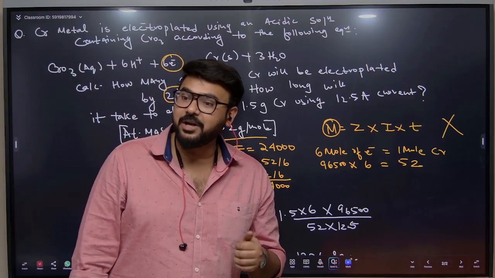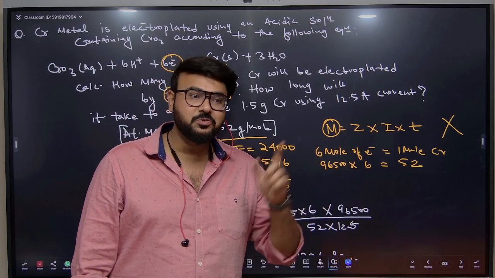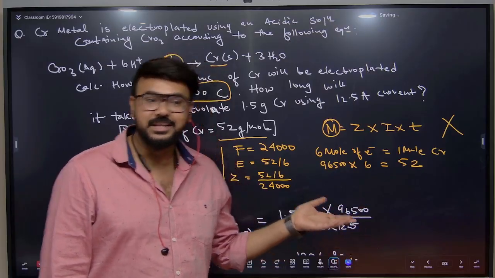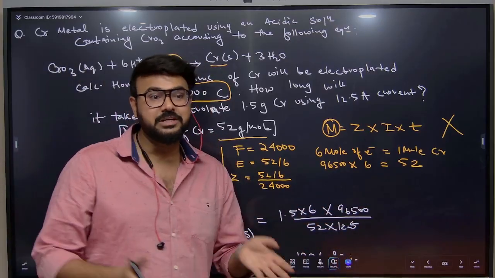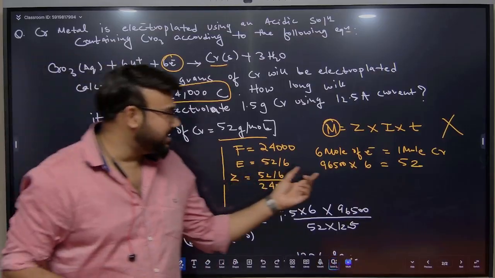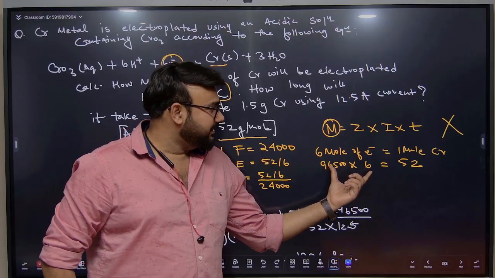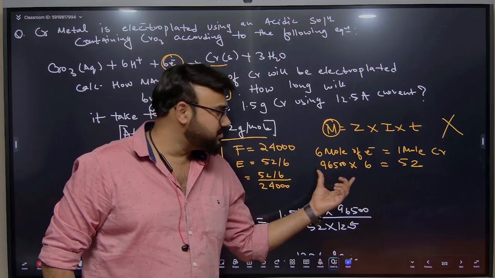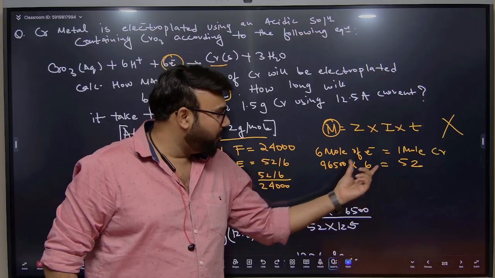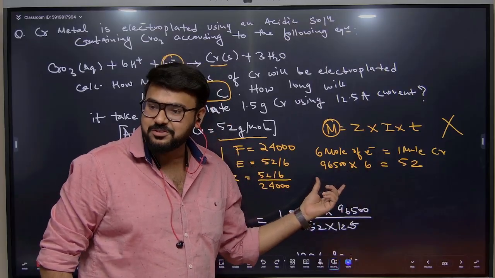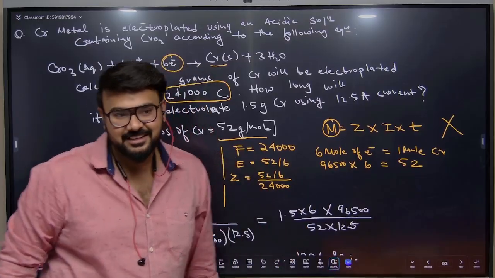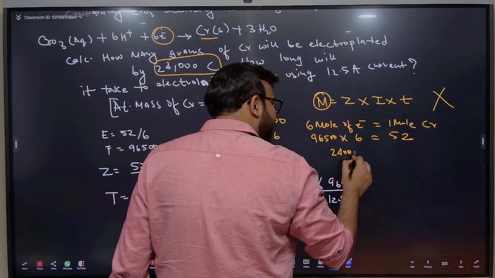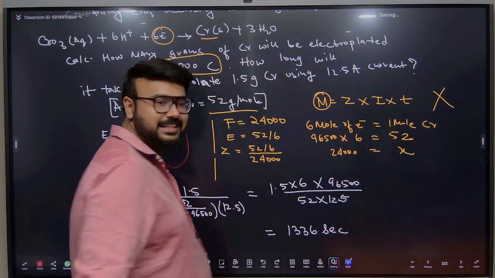Remember, the best part of Faraday's law is that if you are not getting it through the formula, you can get it through the unitary method. It's not even mole concept, it's a unitary method. It's like, understand Pritika, the cost of 52 chocolates is this many paise. So with 24,000 paise, how many chocolates will you get? So we can say 24,000 will be x, cross multiply, get the answer.